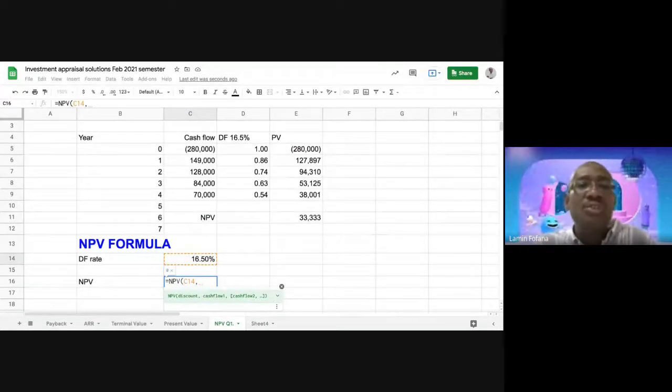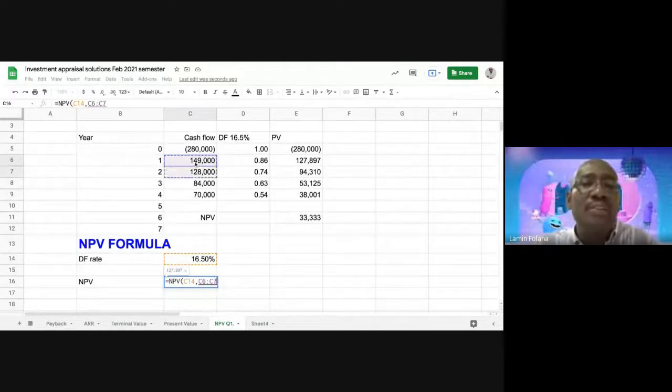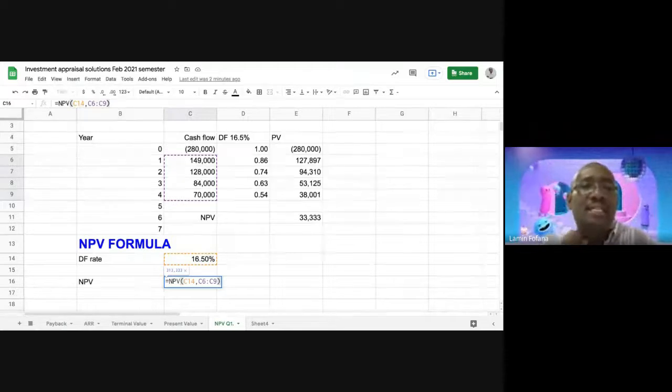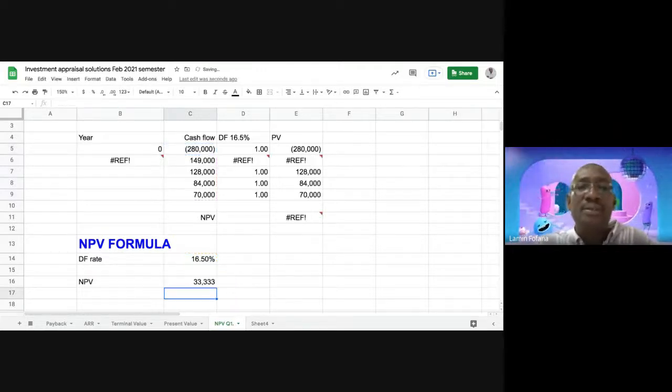Then the cash flows that we have, the first set of cash flows are the cash inflows. Our cash inflows are here, so we're going to click from here all the way here. Then we close our brackets. Then the last cash flow will be a negative, so we'll just do a plus, and then we click on that cash flow, and we enter. So once we say enter, look at what happened. Why has it given us this back?